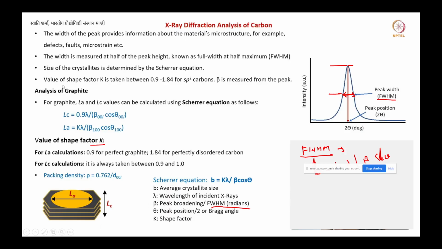So here the value of shape factor K is taken between 0.9 to 1.84 for sp2 carbons. This is the constant that you can take in this range for sp2 carbon. Beta is measured from the peak. For analysis of graphite, La and Lc values can be calculated using the Scherrer equation. Lc is 0.9 lambda by beta cos theta, and La is K lambda by beta cos theta. So this is your Lc and this is your La.